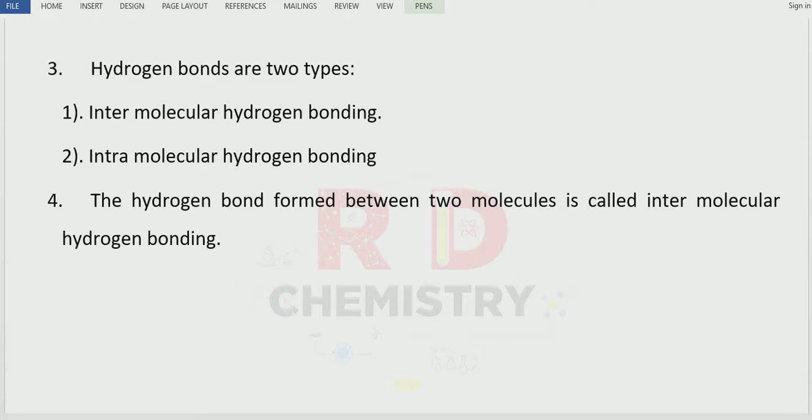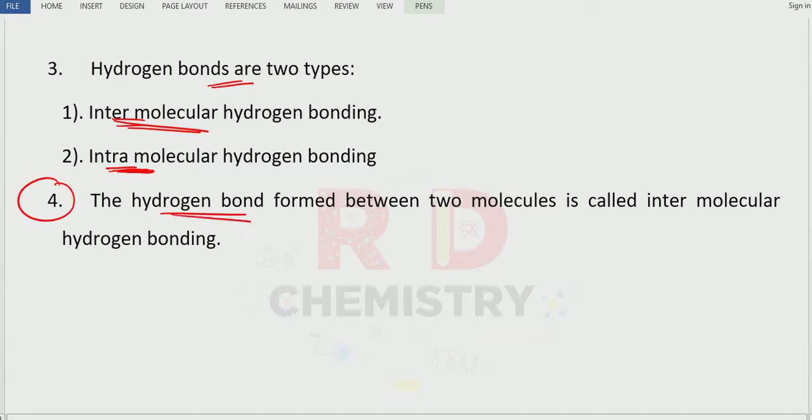There are two types of hydrogen bonding. One is called intermolecular hydrogen bonding, and the other is known as intramolecular hydrogen bonding. See the difference, intra and intermolecular. Let us see the first one. What is intermolecular hydrogen bonding? It is a hydrogen bond formed between two molecules.